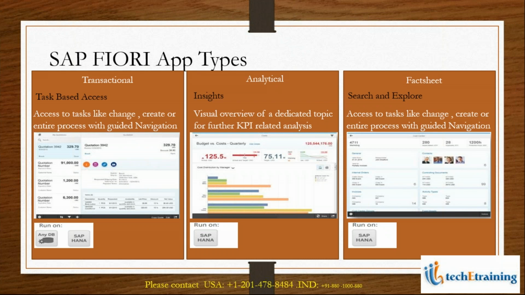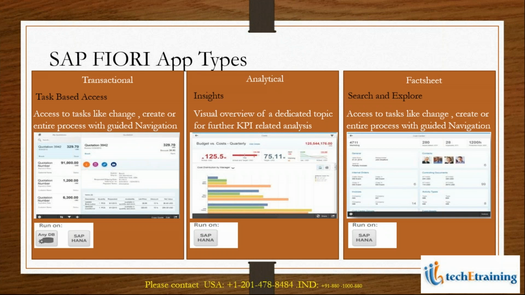Why is the HANA database mandatory for analytical applications and fact sheets? Inside analytical applications, we are going to see a large set of data, presented in the form of various charts. To access such a large amount of data in a single shot, we require row-based reading, column-based reading, as well as good indexing. With respect to that, for analytical applications it is mandatory to have a SAP HANA database.